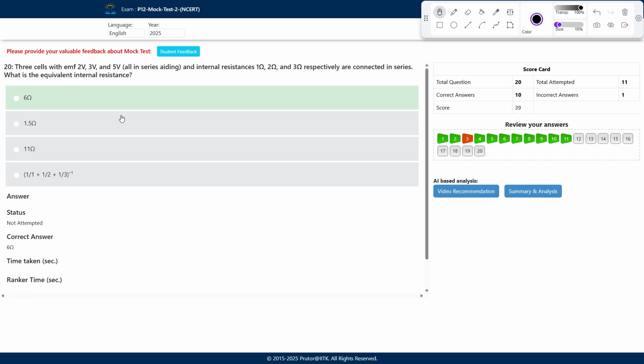What is the last question? Three cells with EMF 2 volt, 3 volt and 5 volt, all in series aiding, with internal resistances 1 ohm, 2 ohm and 3 ohm. So they are connected in series, and the equivalent internal resistance will simply be the algebraic sum. R equivalent will be R1 plus R2 plus R3, which is 1 plus 2 plus 3 equal to 6 ohm, which is the first option. Got it?